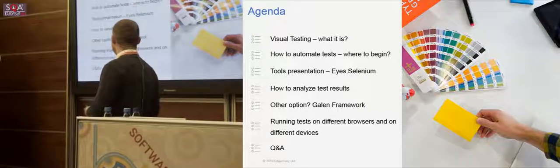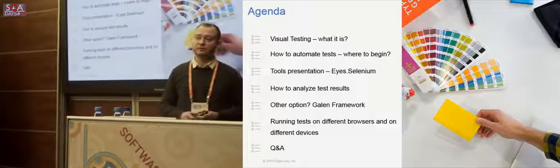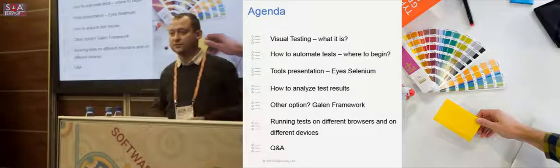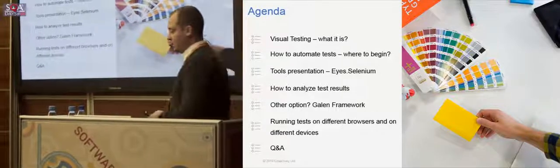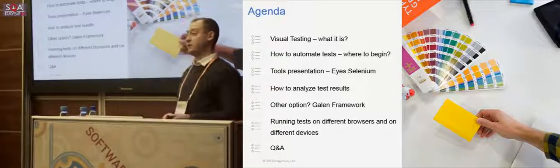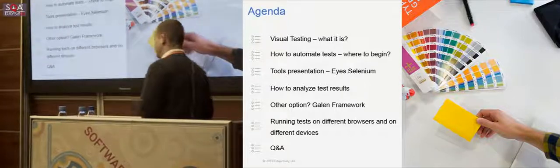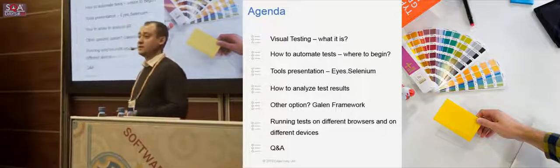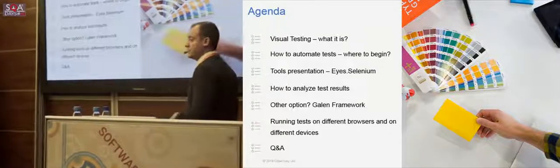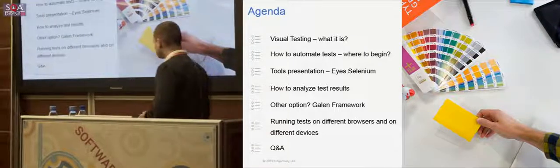I would also like to go through other options because, as you know, we have many tools with which we can automate visual testing. Applitools Eyes is not the only one. We have many. For example, this is the Galen framework, which is a Java one. Also, we have, for example, ImageMagick, which is also a free tool, and we can combine it with our Selenium code as well.